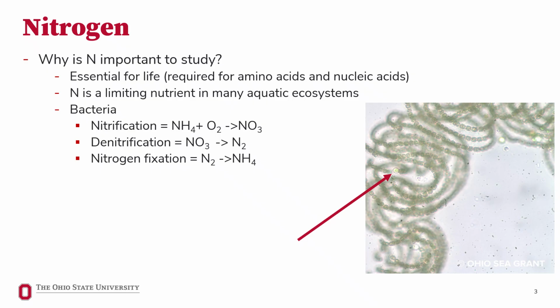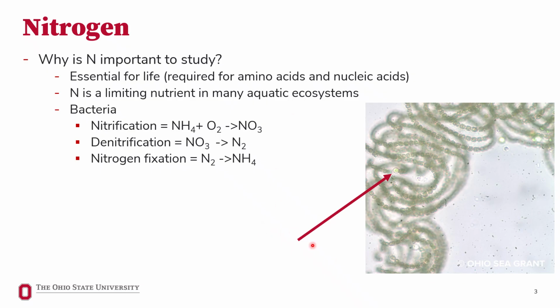As you will remember from the previous video, bacteria facilitates the processes of nitrification and denitrification as part of the nitrogen cycle, meaning that bacteria is essential to maintaining the nitrogen cycle on Earth. Nitrogen fixation is the term for bacteria that are able to convert atmospheric nitrogen into ammonium, which can then be used by plants and algae.